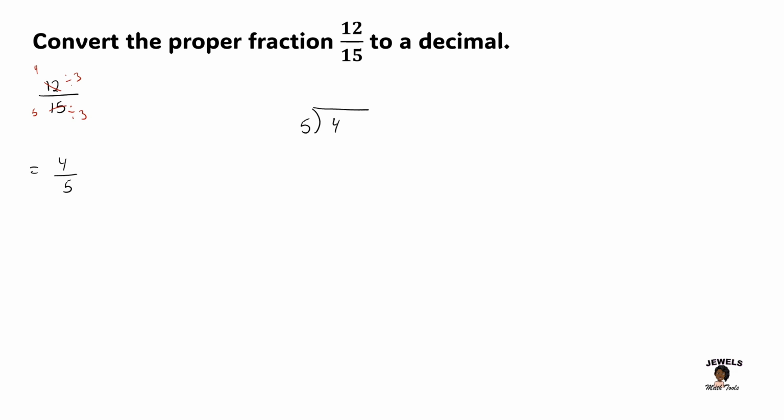So 5 cannot divide into 4 since 4 is less than 5. So 0 times 5 will equal 0. 4 minus 0 will equal 4. We're going to now input our decimal point, add in a 0, bring down that 0, change 4 into 40, and 5 will divide into 40 8 times. 8 times 5 will give us 40, and 40 minus 40 is equal to 0. So my fraction 12/15 as a decimal number will be 0.8 or 8/10.